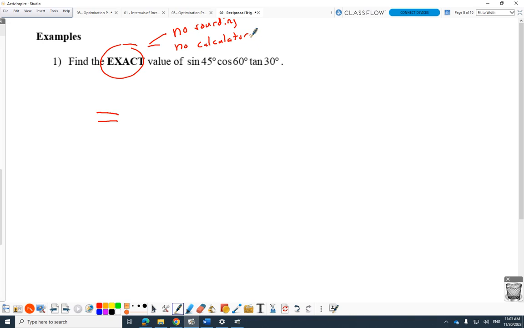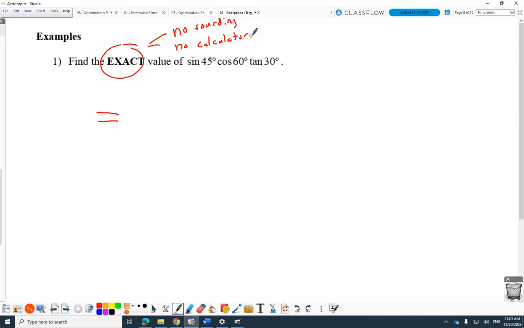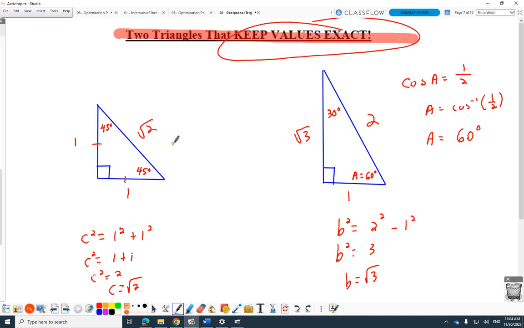But it's easy if you know your special triangles. Sine of 45. Opposite is 1. Hypotenuse is root 2. 1 over root 2. Cosine 60. If you know your special triangles, it's real easy. I don't have to round. I don't need decimals. I can just look at my special triangle and go cos of 60, adjacent over hypotenuse, 1 over 2.